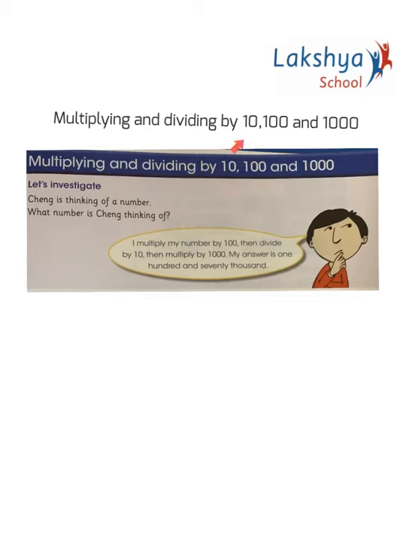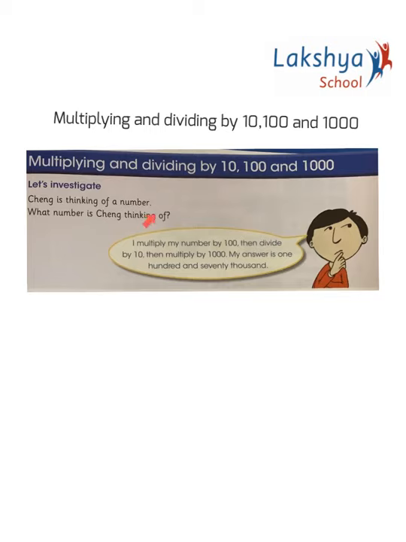Multiplying and dividing by 10, 100 and 1000. We know the rules of multiplying a number by 10, 100 and 1000. When you multiply a number by 10, 100 and 1000, the digit moves 1, 2 or 3 steps to the left. But when you divide by 10, 100 and 1000, the digit moves to the right. Now, keeping in mind these rules of multiplying and division, let's investigate.